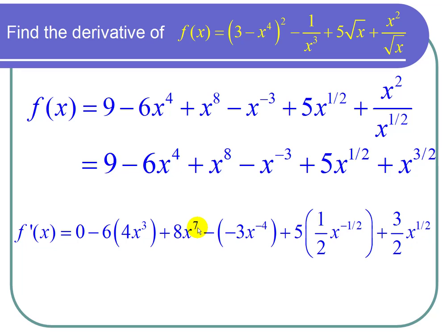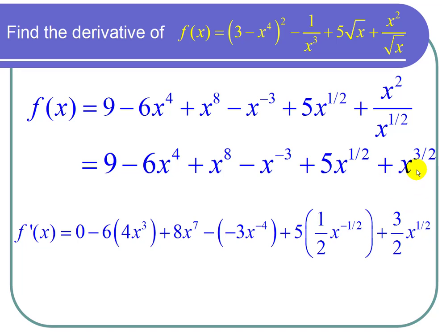And then times 1/2. 1/2 minus 1 is negative 1/2. So it's x to the negative 1/2. And 3 halves minus 1 is 1/2. So I get 3 halves x to the 1/2 power. And now let's clean this up a bit. I can get rid of the 0 and multiply through.